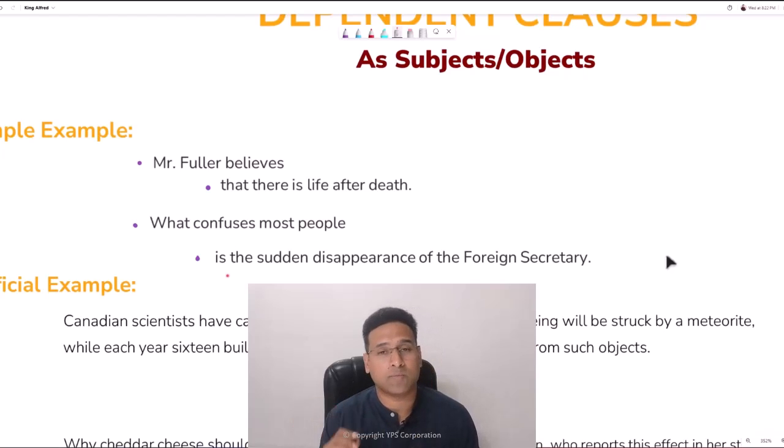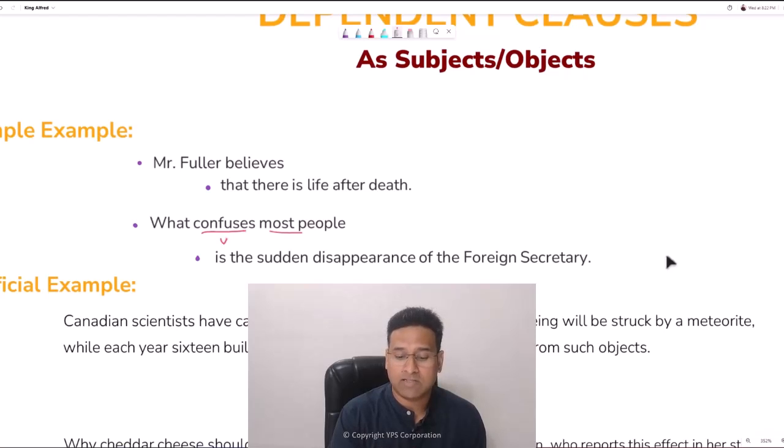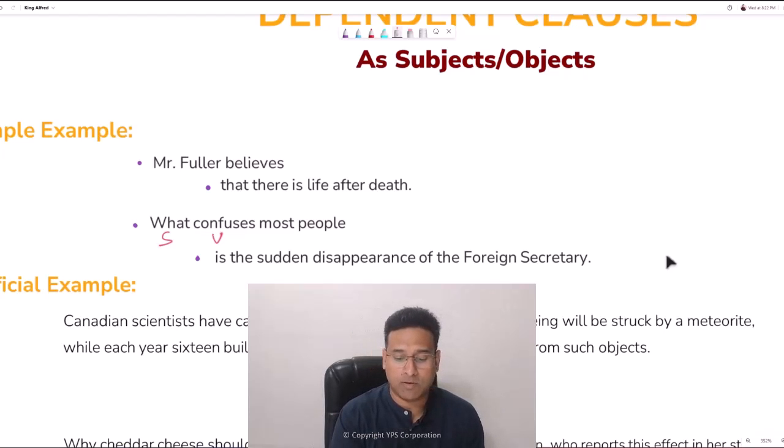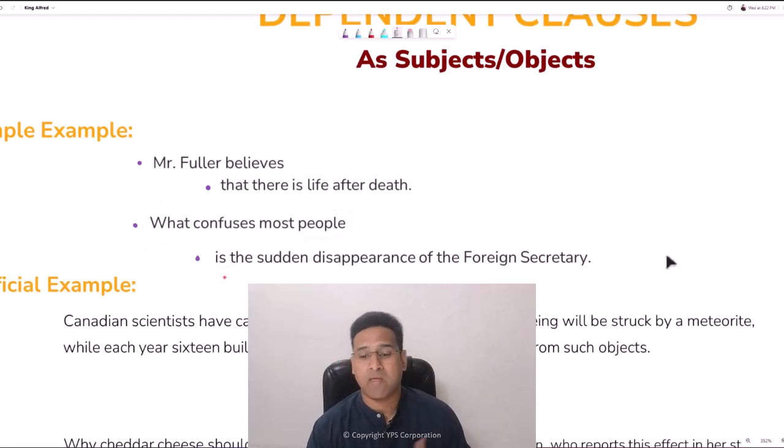Now, what confuses most people? Can we call this a clause? Is this a dependent clause? Well, we see there is a verb, we see there is an object. That leaves us with what? Can we call this a subject? Yes, we can. Is it a relative pronoun? Yes, it is. It is a relative pronoun behaving as the subject of the verb confuses. So we have subject, verb, object with a connector, what itself, and this clause behaves as the subject of the verb is. In other words, a dependent clause behaving as a subject. Wasn't that fascinating? All right, you must be wondering about the connectors.